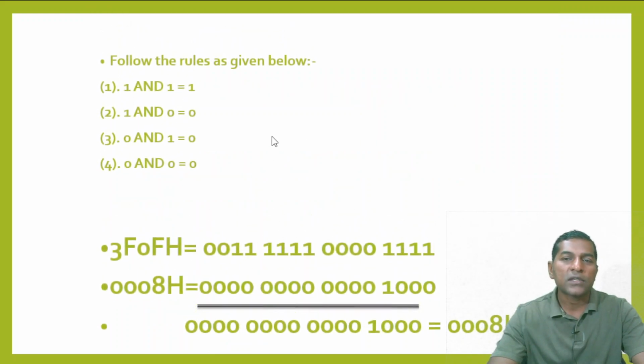The AND instruction and operation we all know, but here are the rules related to the AND operation. 1 AND 1 will become 1, whereas 1 AND 0 will be 0. 0 AND 1 will result in 0, and 0 AND 0 will result in 0. After applying these rules, the AND operation will result in 3F, 0F and 0008H. This result will finally be stored in the AX register.